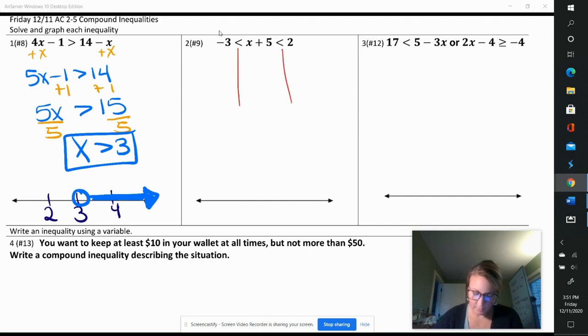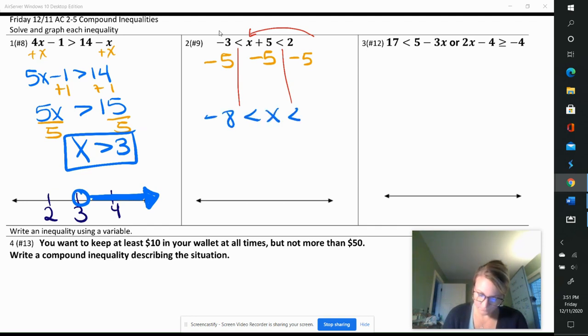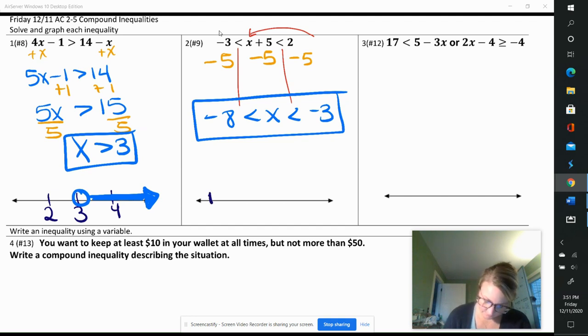Number 2 is an and compound inequality. And our goal is to isolate x in the middle. What you do to the middle, you have to do to the right and also to the left to keep this inequality balanced. So right now, to x in the middle, I'm adding 5. So I'm going to subtract it from the middle, the right, and the left. So x is less than -3 and greater than -8.